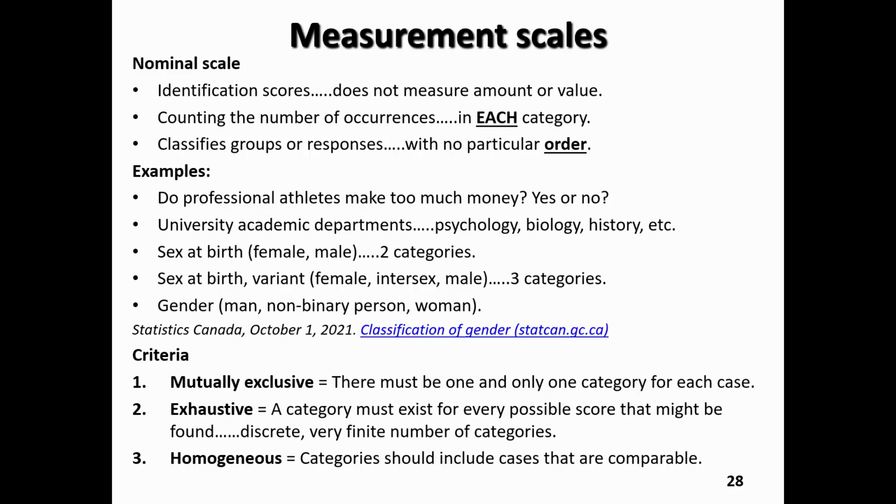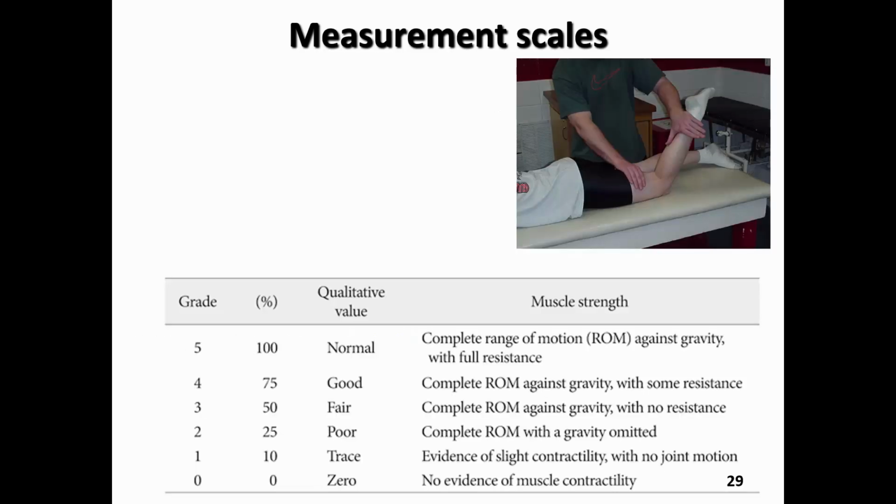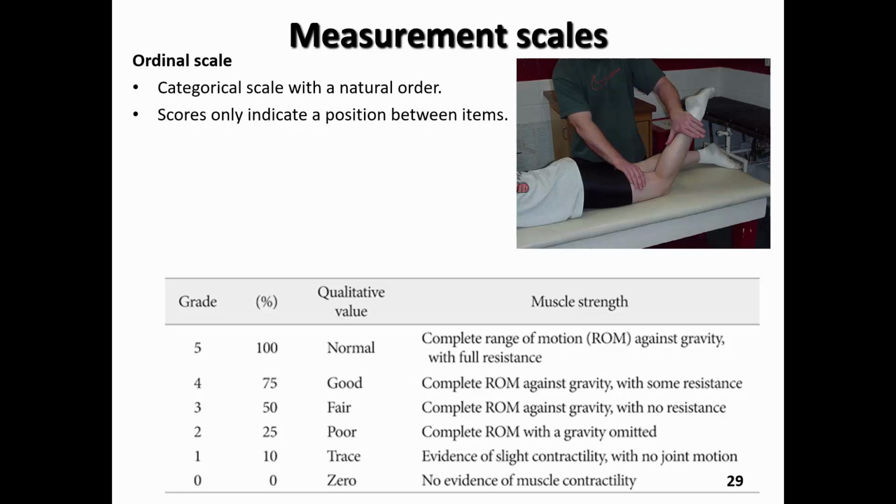And so the nominal scale is considered the lowest level of the measurement scales, or the simplest level of the measurement scales. Moving up one level is the ordinal scale, and the ordinal scale is very similar to the nominal scale in that we define discrete categories for what it is we want to measure. However, there is a natural order to the item that we are measuring, and as a result, the scores that we would assign for the different categories would indicate just a position between the items, not an inherent quantity, but just the order is identified.